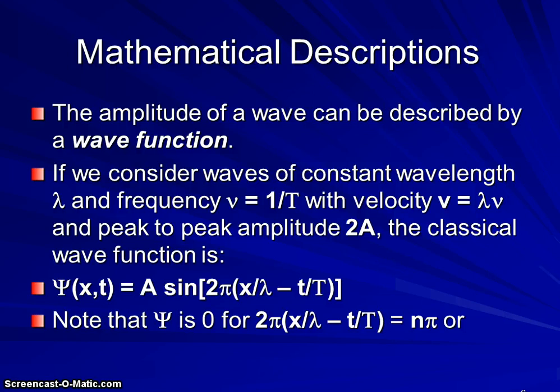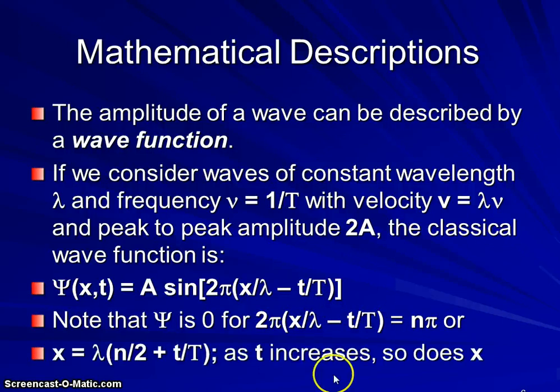The wave function then is going to be 0. We're going to be at the equilibrium point for any place where 2 pi times this equals n pi. Or we could rearrange that and solve for x. Anytime x equals the wavelength times this, we will be at a 0 point. And as t increases, as time goes by, x increases as well.